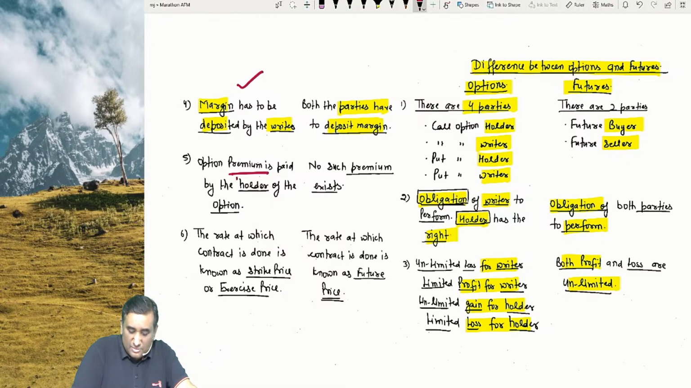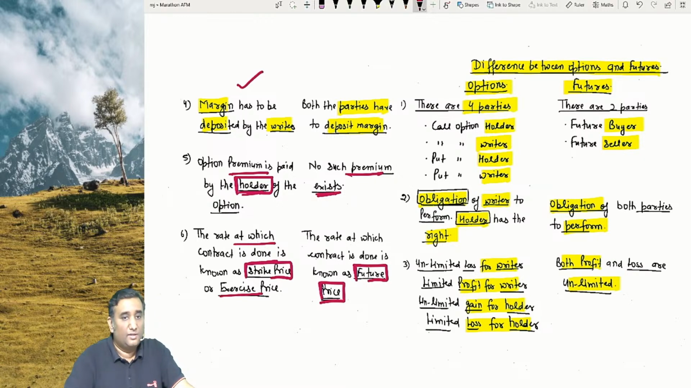The option premium is paid by the holder because his maximum loss is the premium. In futures, no such premium exists. In options, the rate at which the contract is done is known as the strike price or exercise price. In futures, the rate at which the contract is done is known as the future price. That's about futures.